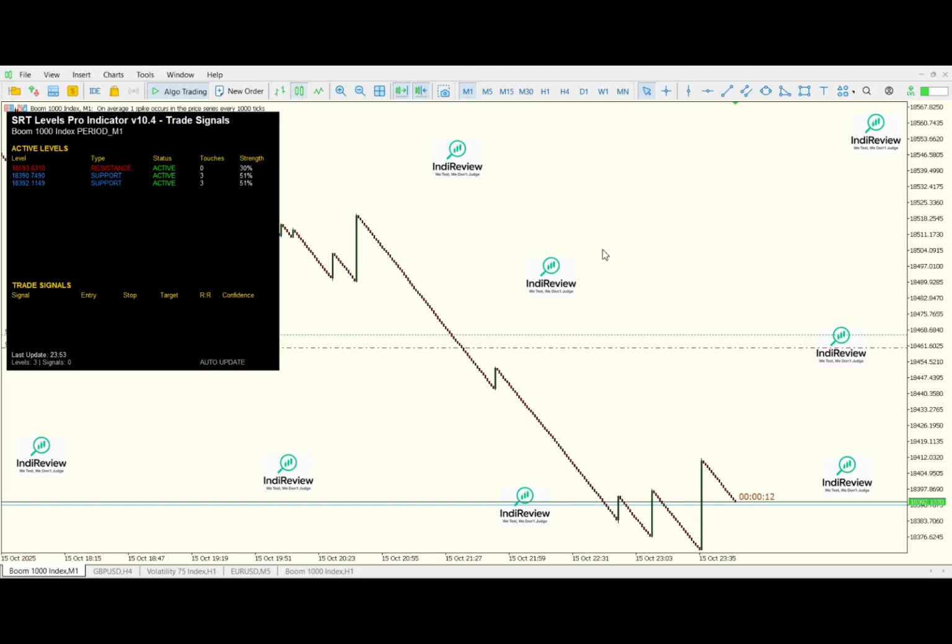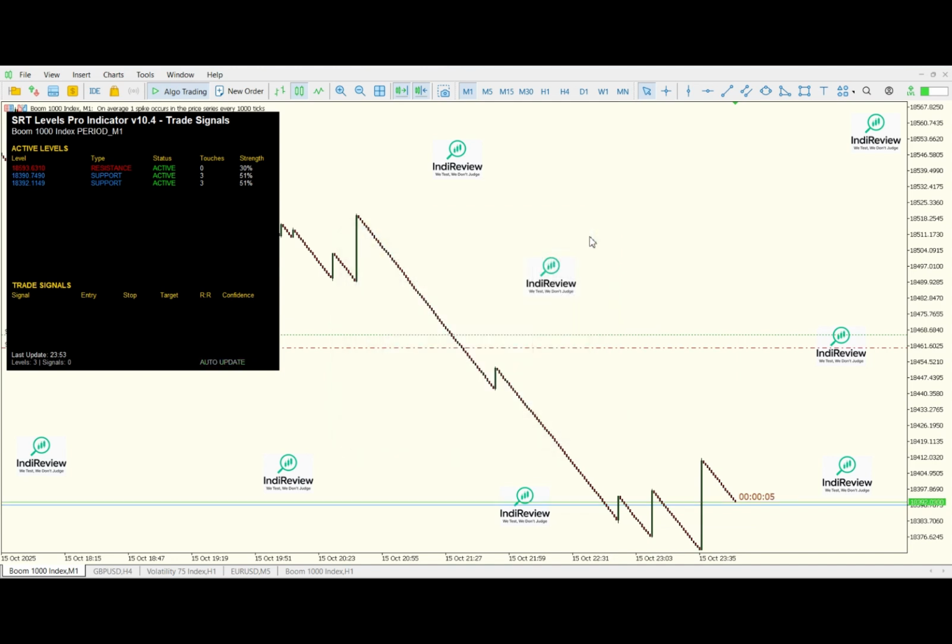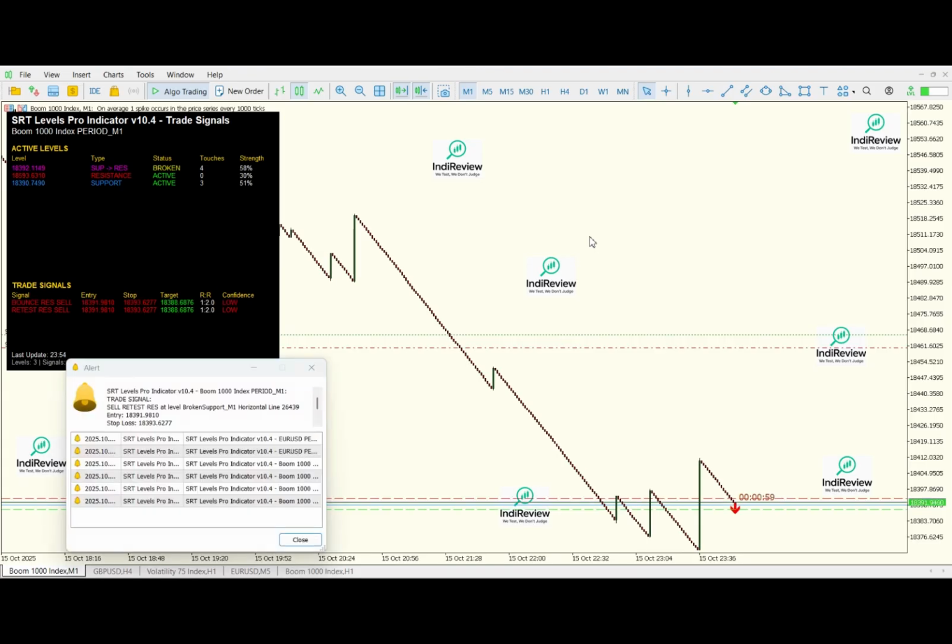Now we should have set risk. Okay, close this. So now we have a signal. You can see that when it broke the support that was there, the color has changed from support to resistance. So it's telling us that the support has broken.